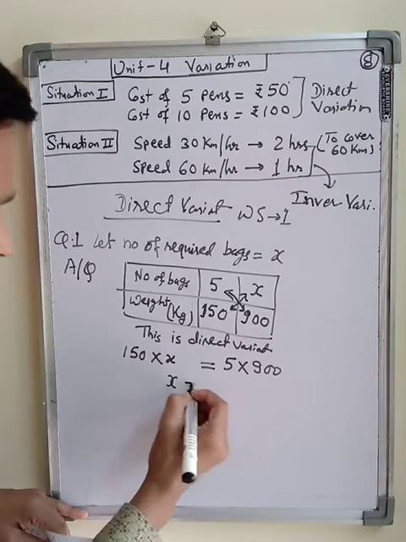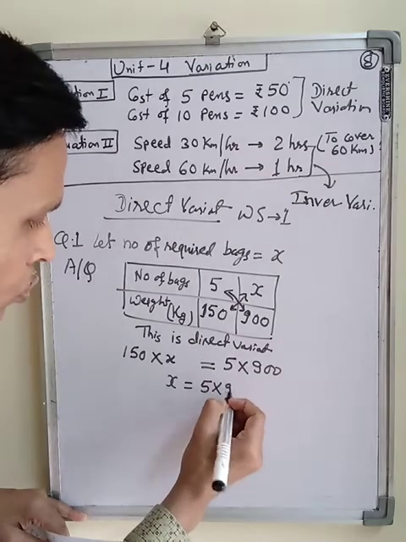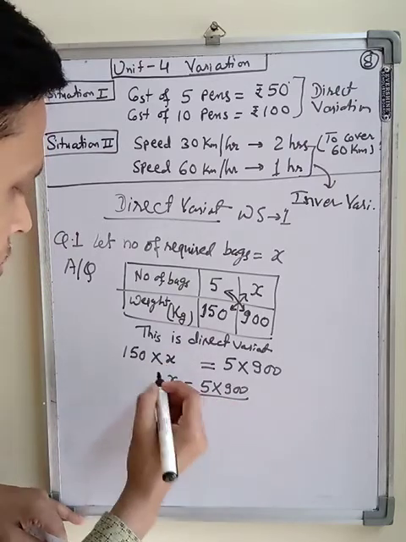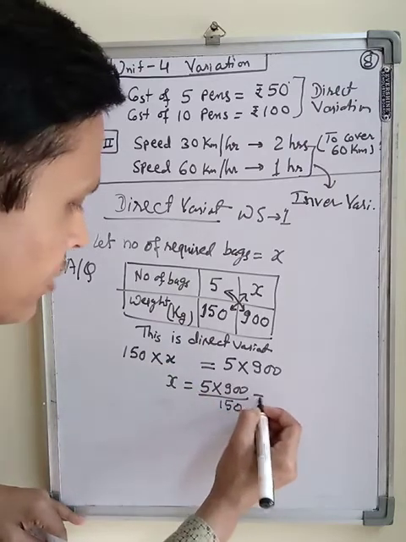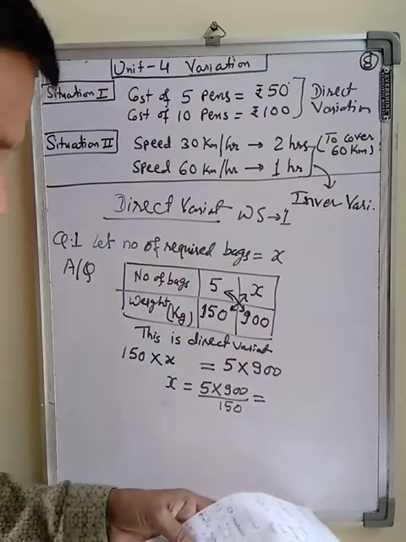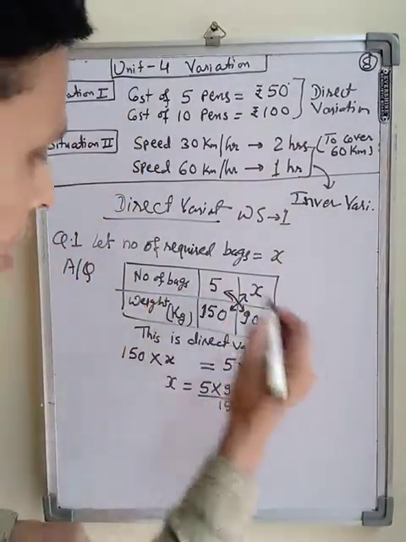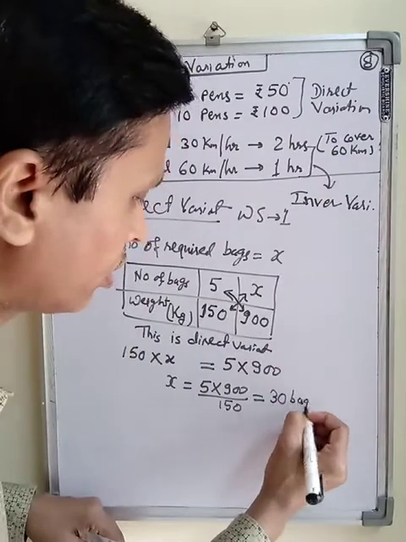And for x we will solve: 5 into 900 divided by 150. I have already solved this answer. The answer is coming 30, and what are these? Bags. So this answer will be 30 bags.